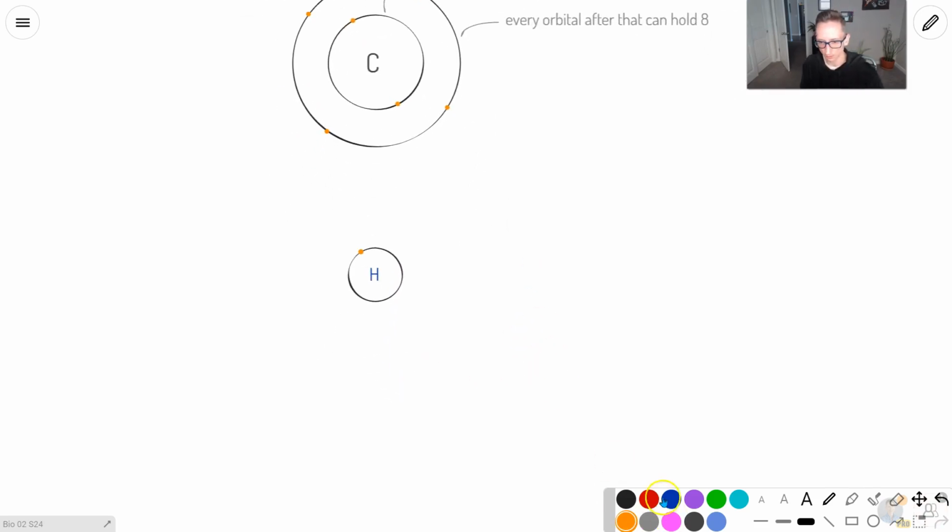All right, now let's look at helium. Helium's atomic symbol is He. Its atomic number is 2. So it has 2 protons and it is going to have 2 electrons.